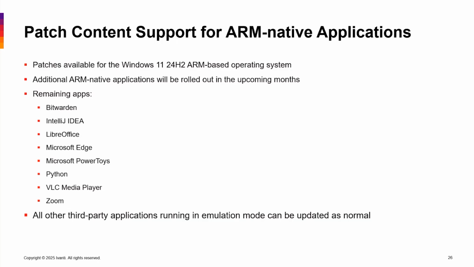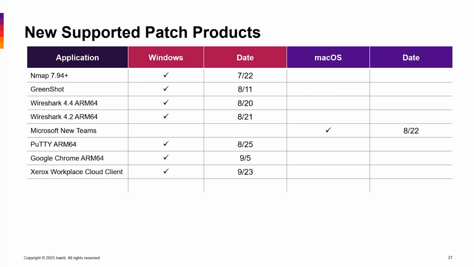We are continuing, of course, to support any third-party applications running in emulation mode. Those are updated as normal today. So we're making good progress on our ARM support. You can see new patch products that we've added here since our last innovator preview meeting. Nmap is back. It was dropped off of our catalog for about 2 years because they didn't support silent install for a long time. But it is back, and we are adding it again.